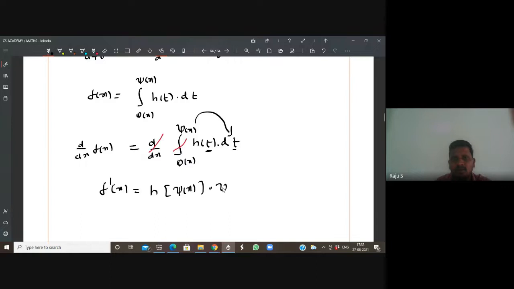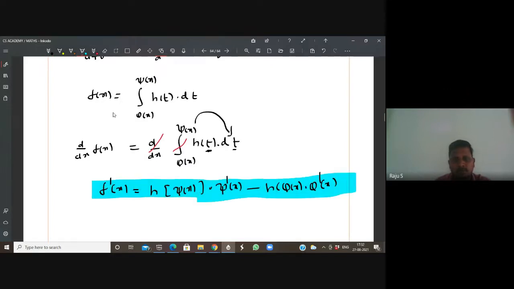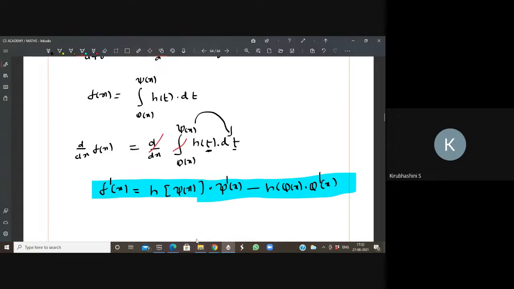So h of the upper limit is h of psi of x into the derivative of psi of x. Shall I write psi dash of x directly? Yes, we can write. Minus, in the same way, replace t by the lower limit and its derivative. That's all. This is called the Leibniz rule. Got it? Yes, sir.